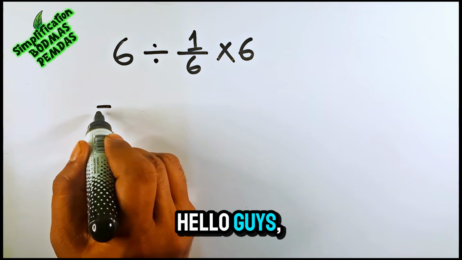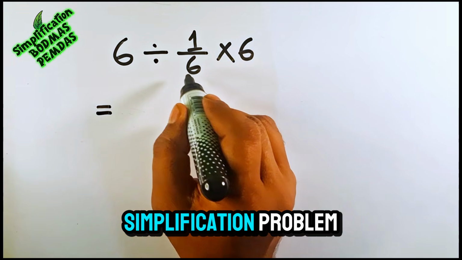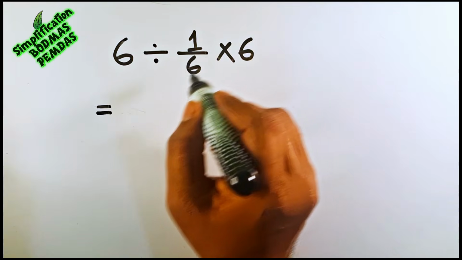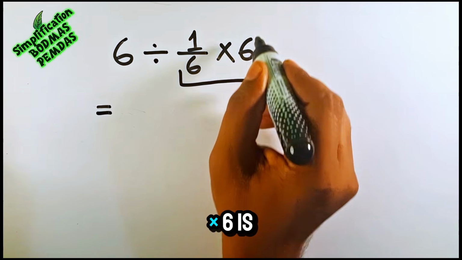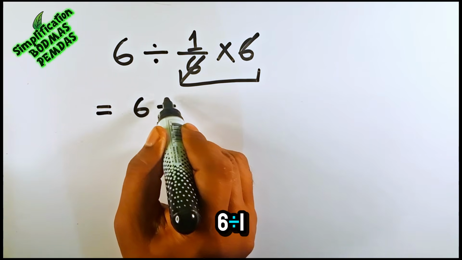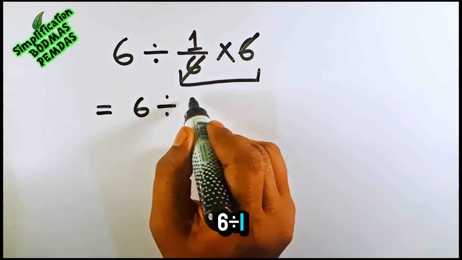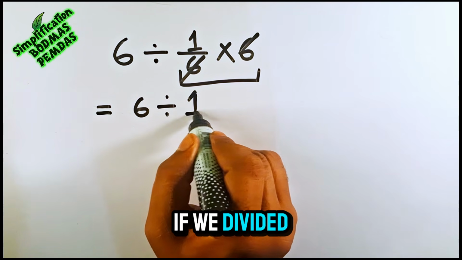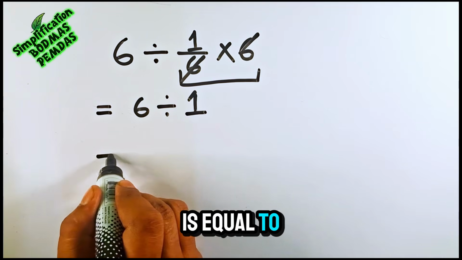Hello guys, we will do another simplification problem. First, 1 by 6 into 6 is equal to 1. 6 divided by 1 is equal to 6.